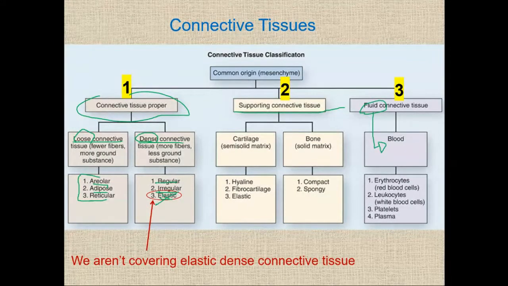We didn't really look at elastic, okay? So we looked at regular and irregular. Remember, these are the stacks of lasagna. The irregular are the fettuccine in your plate. And then we looked at cartilage and bone.